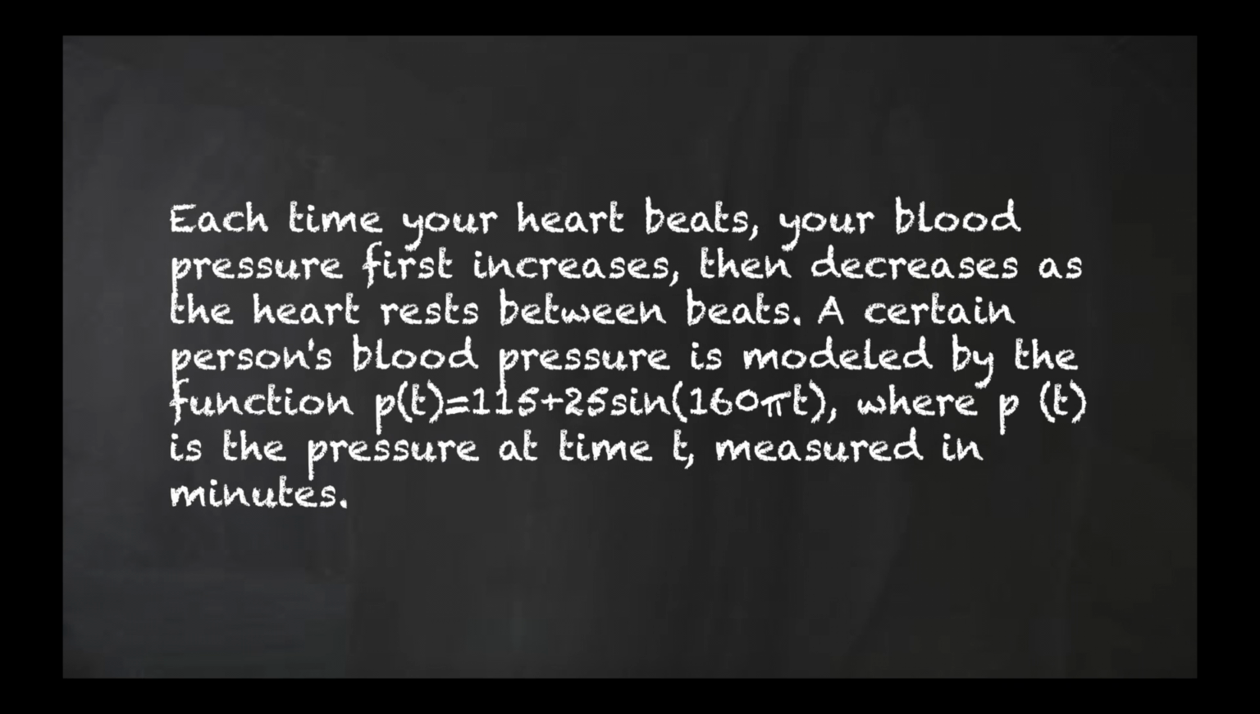Each time your heart beats, your blood pressure increases, then decreases as the heart rests between beats. A certain person's blood pressure is modeled by the following function, where P(t) is the pressure in millimeters of mercury at time t, measured in minutes.